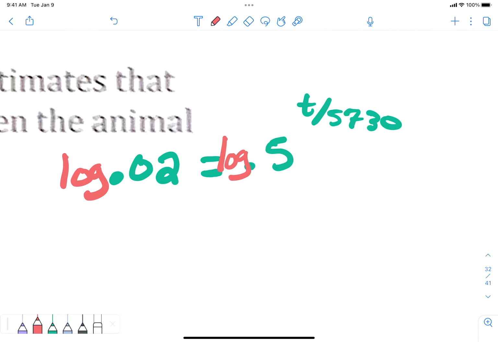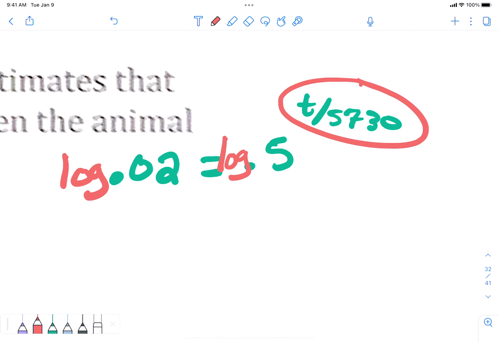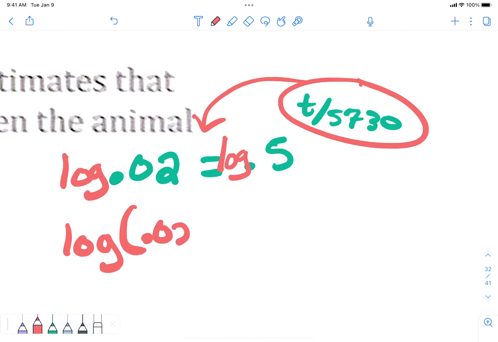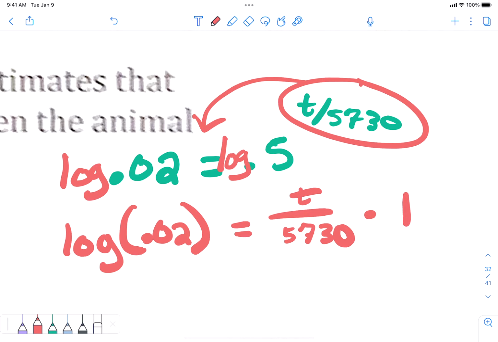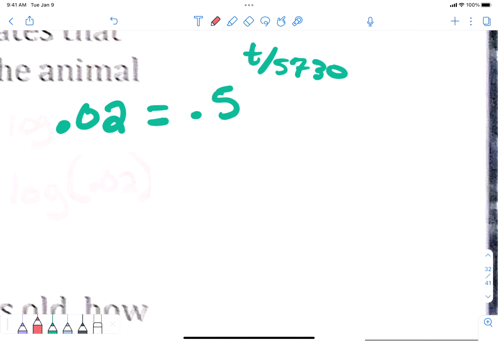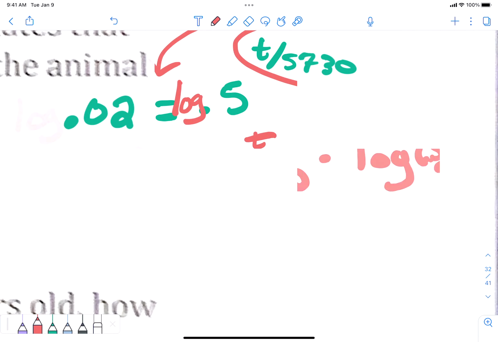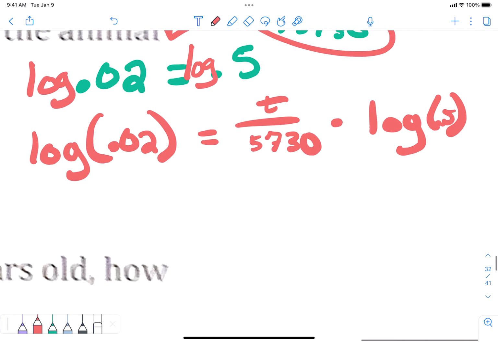Okay. All right, then that allows this guy to come down in front here. So let's rewrite what we've got going on here. I'm going to insert some parentheses. So 0.02 equals T over 5730 times log of 0.5. Okay, this is what we have going on. All right, and then we have to decide how we're going to solve this thing. What would you like to do now?